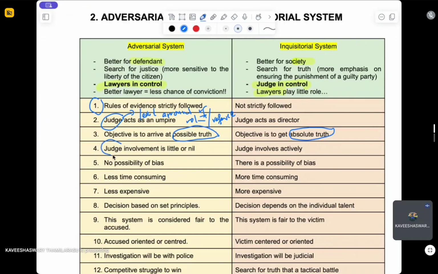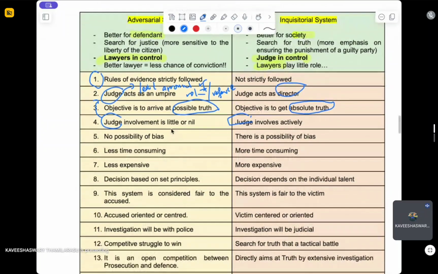And number four, the judge. Here, the judge has very little involvement. In the inquisitorial system, the judge is actively involved because they are the director. Next, no possibility of bias versus possibility of bias. Over here, the two sides are handled by two different lawyers. So two different lawyers are fighting, arguing, to prove who is right or who is wrong. But in the inquisitorial system, only one judge is available. So the judge can be biased toward a certain party. That's what they mean by possibility of bias.